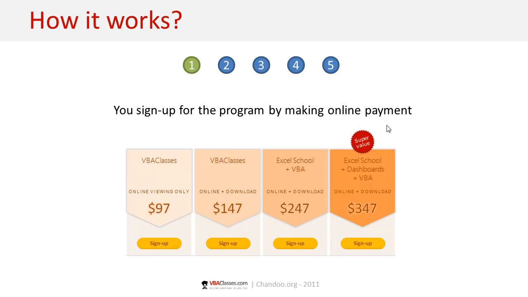How does it work? Very simple, 5 steps. You just pick the option of VBA class that you want to go for. We have 4 different options. You can see them further down this page, or if you are on YouTube, jump to chandoo.org/wp/VBA classes and you can get the details there. So pick the option that is right for you.